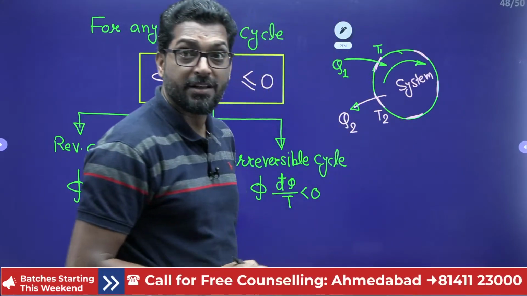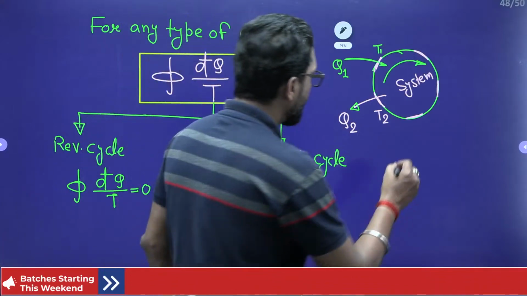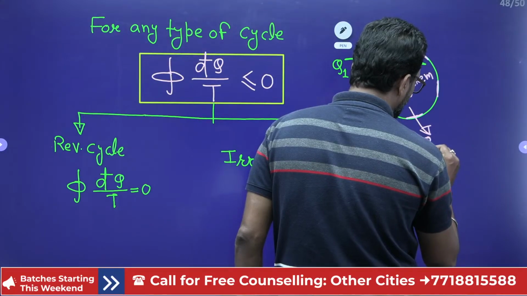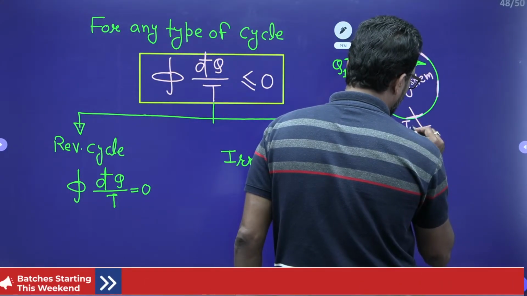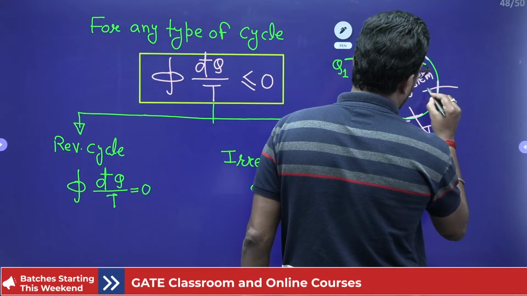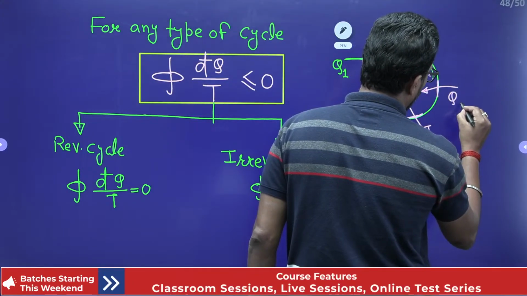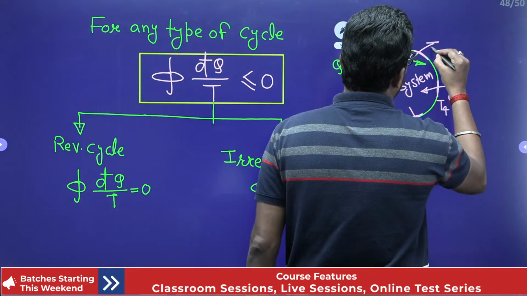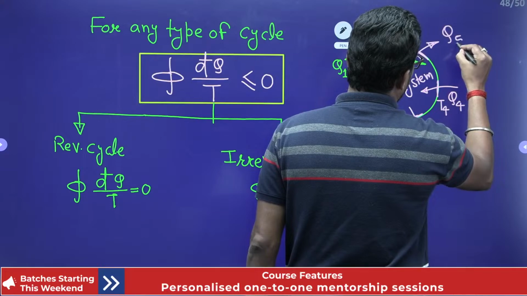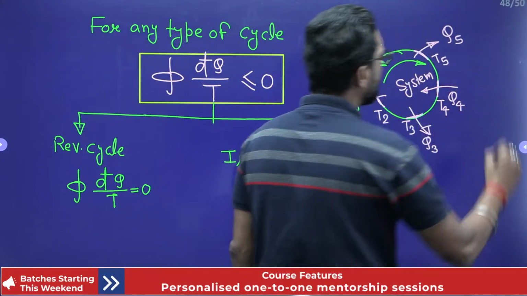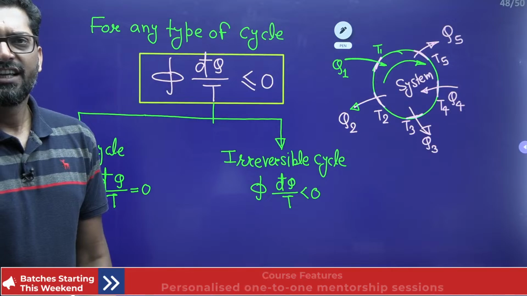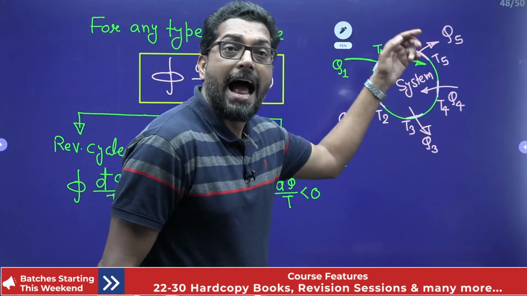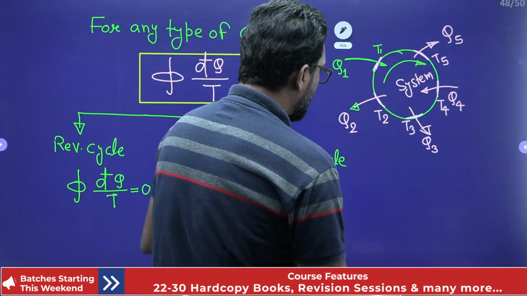This is the boundary temperature across which the heat will transfer. Let's suppose at this boundary heat goes out, Q3, at temperature T3. Let's suppose at this boundary heat comes in, Q4, at temperature T4, and at this boundary heat goes out, Q5, at a temperature T5. It may be.